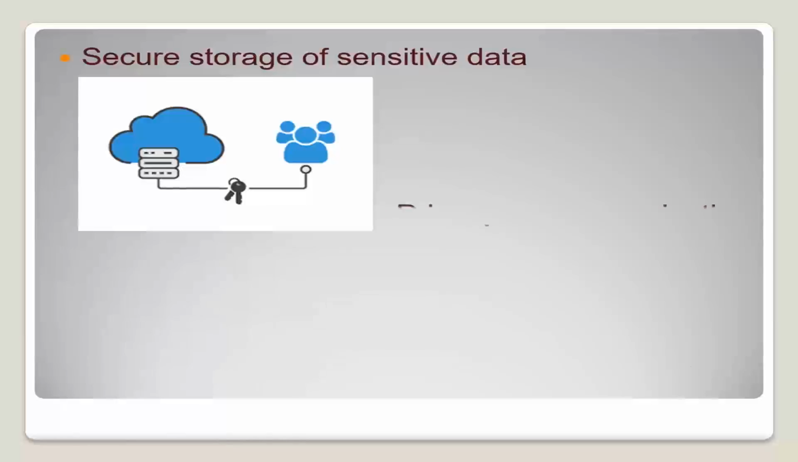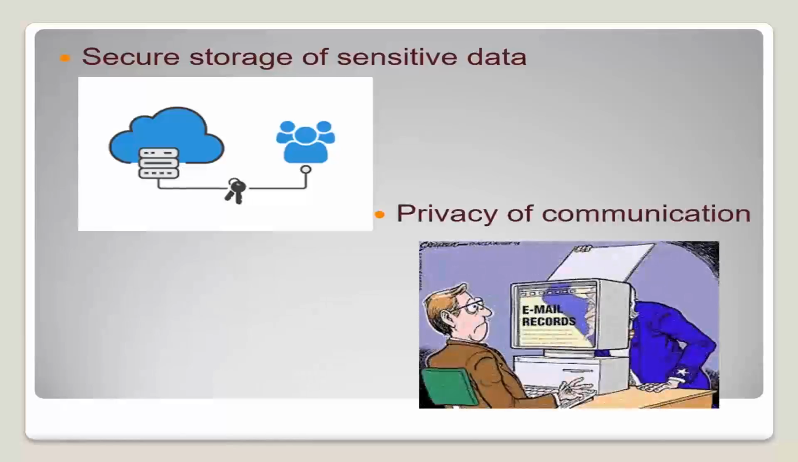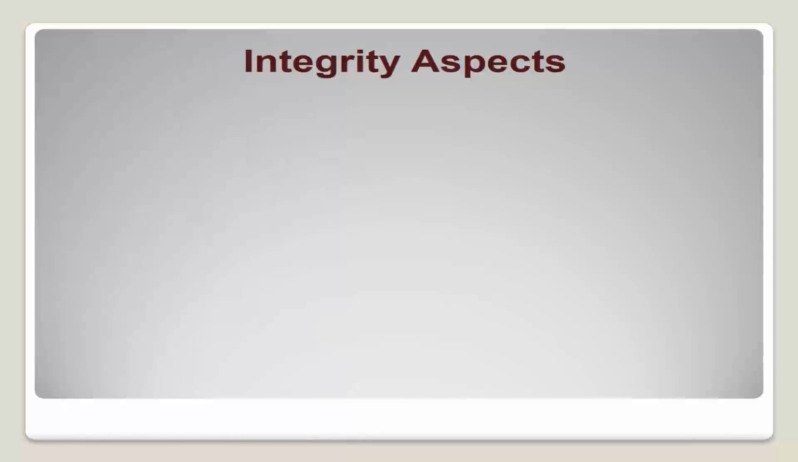Last point is privacy of communication. The DBMS should be capable of controlling the spread of confidential personal information, such as credit card details, etc., to unauthorized people. Now moving to the integrity. Integrity contributes to maintaining a secure database by preventing the data from becoming invalid and giving misleading results. It consists of the following aspects.